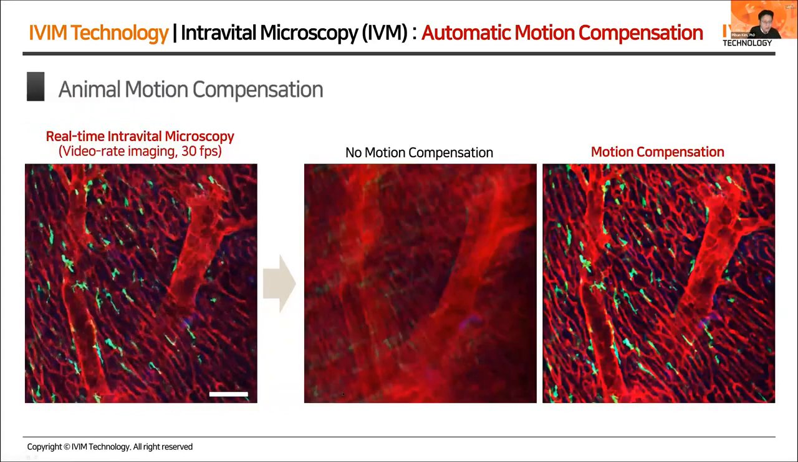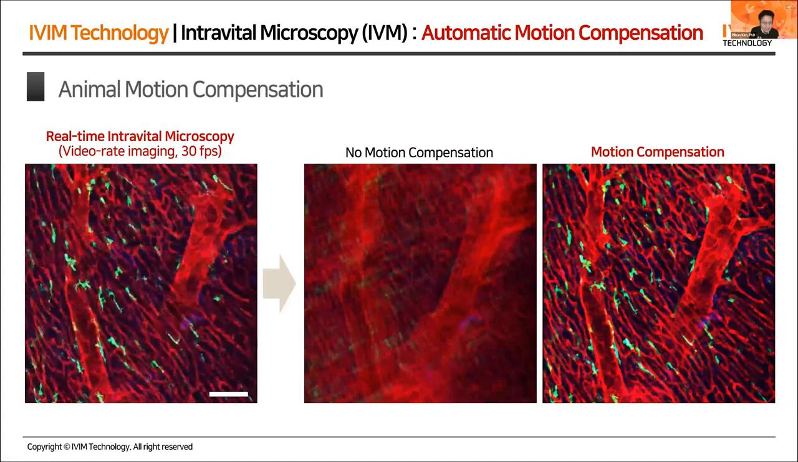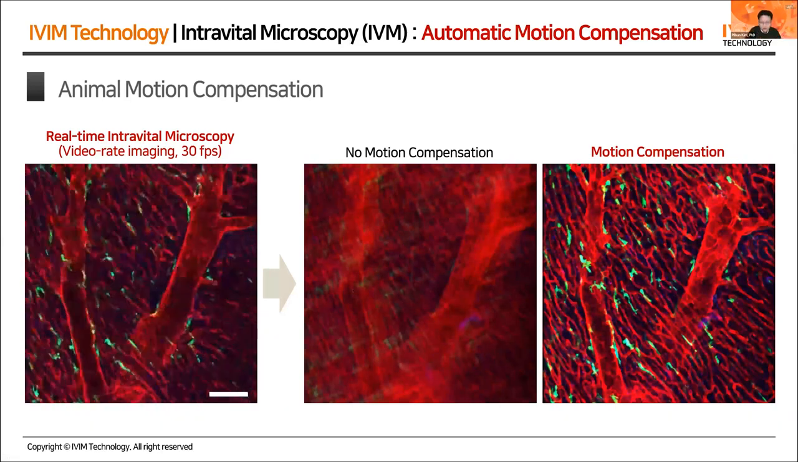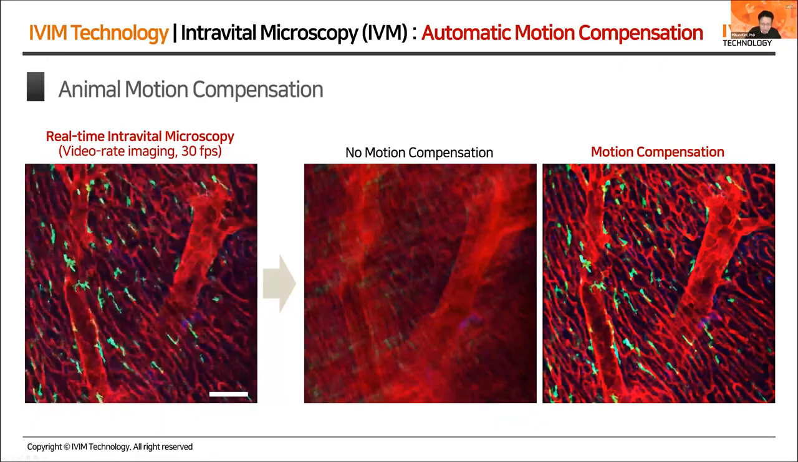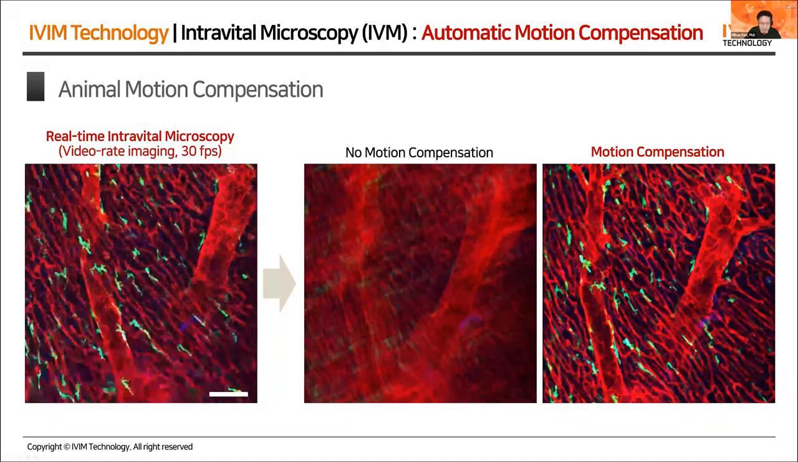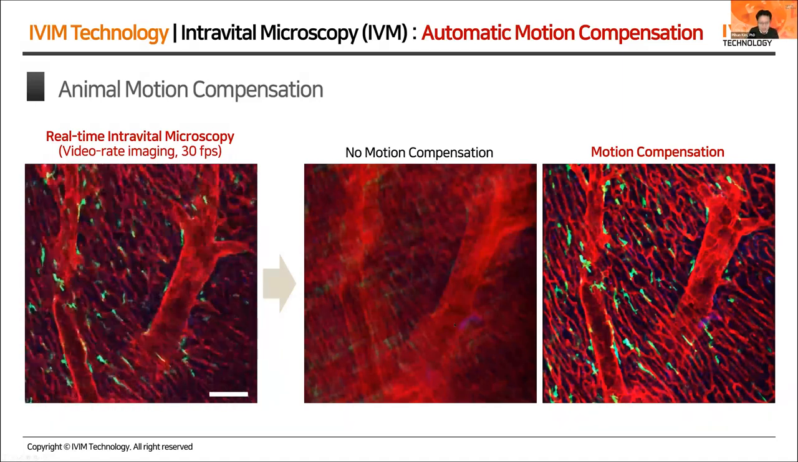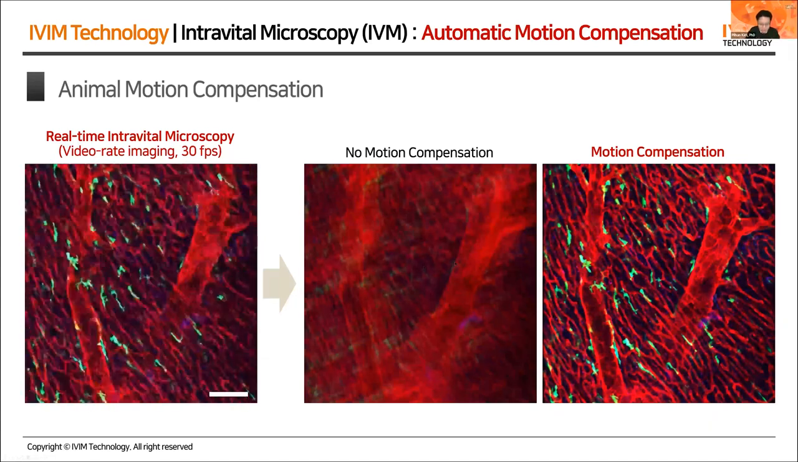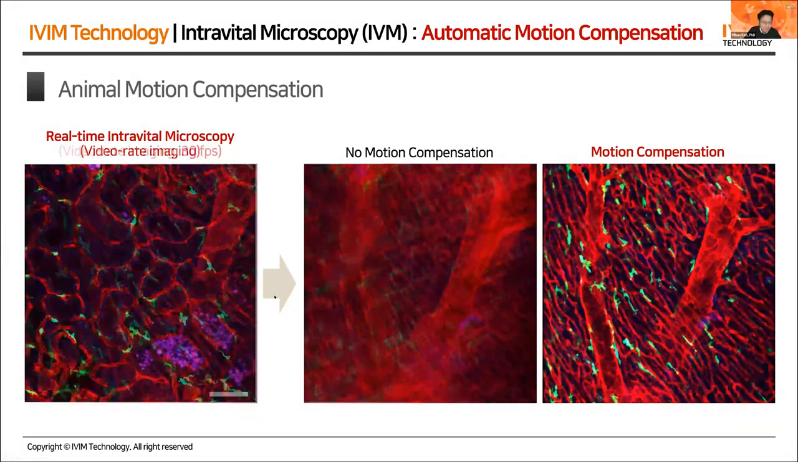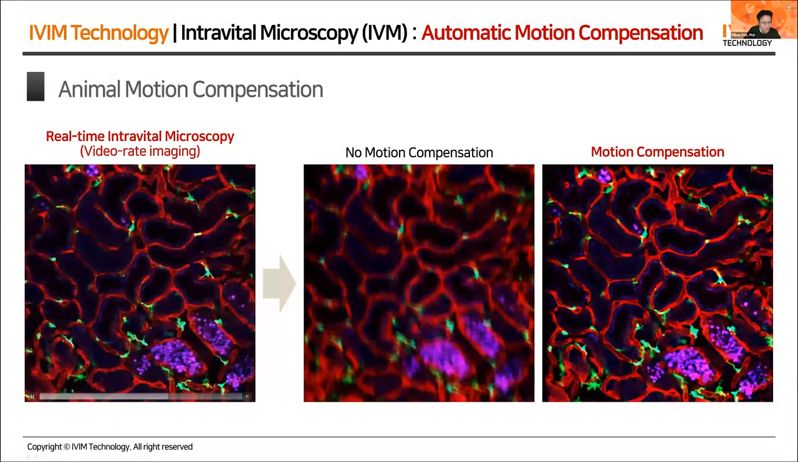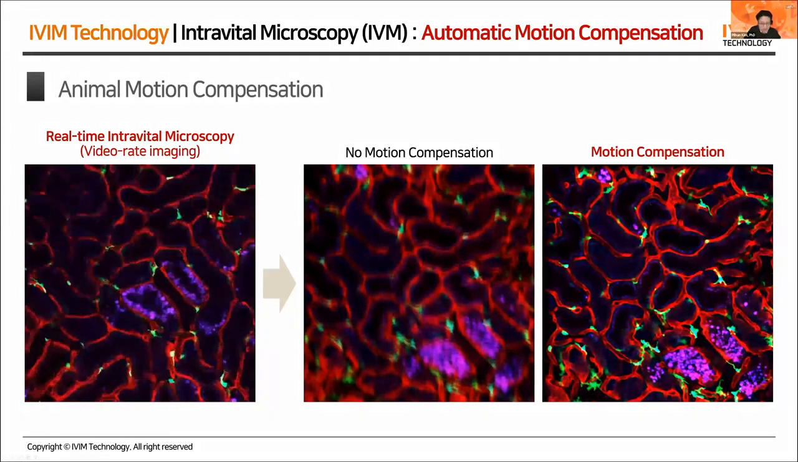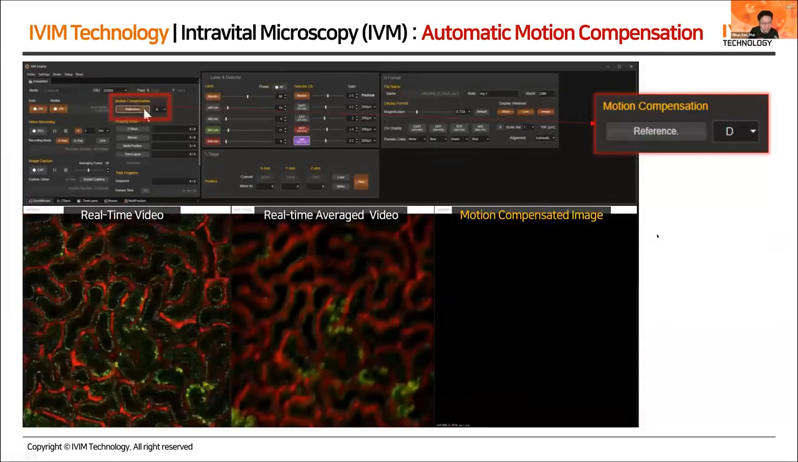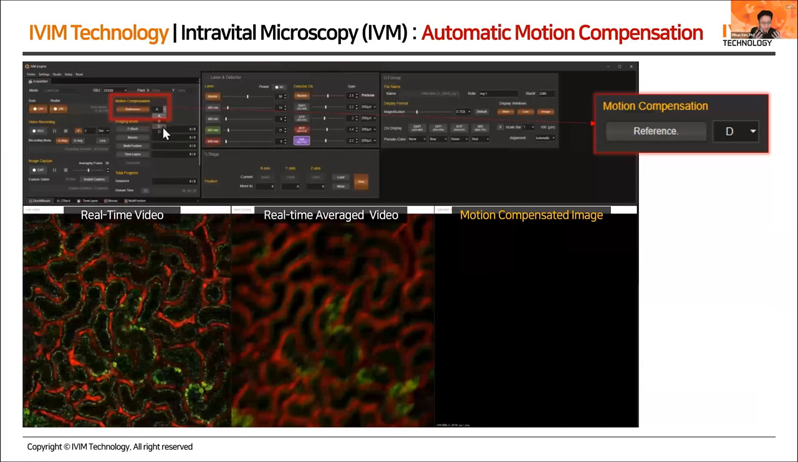So this motion compensation is essential to get this high resolution image data from moving tissue in a live mouse model. Without these motion compensation functions and the high speed imaging capability, you will always end up with blurred images. And this is another example. This is data obtained from the kidney. So you can definitely see the advantage of this motion compensation. And this motion compensation is implemented to be automatic.